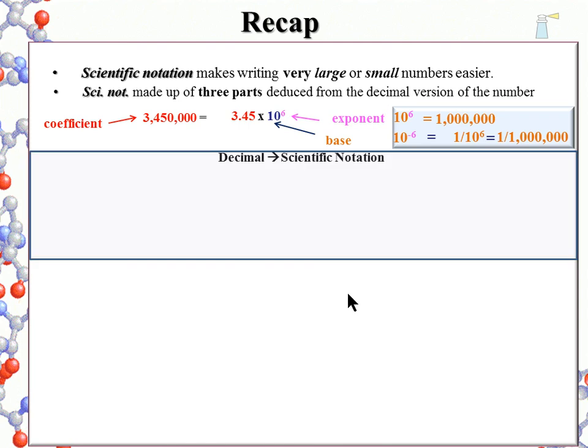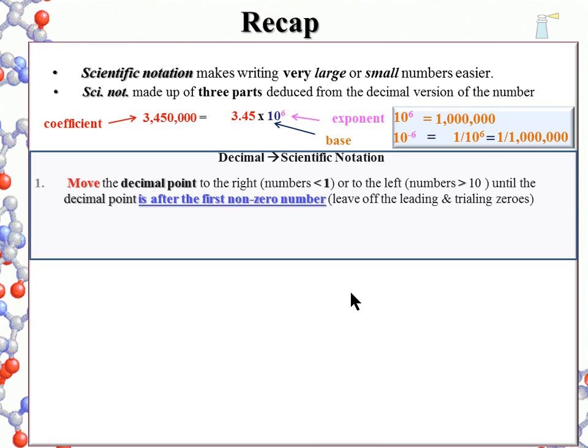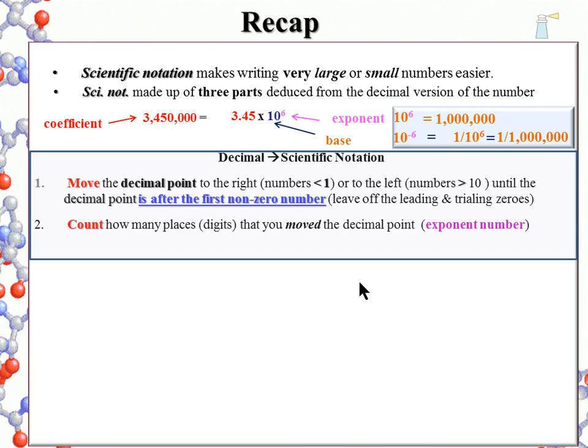The rules for converting decimal to scientific notation are: 1. Move the decimal point to the right for numbers less than 1, or to the left for numbers greater than 10, until the decimal point is after the first non-zero number. 2. Count how many places or digits that you move the decimal point. This is the exponent number. 3. Add a negative sign to the exponent if you move the decimal to the right.